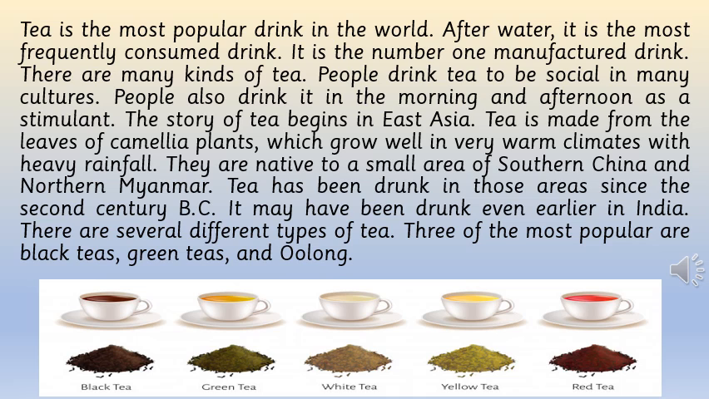Tea is the most popular drink in the world. After water, it is the most frequently consumed drink. It is the number one manufactured drink. There are many kinds of tea. People drink tea to be social in many cultures. People also drink it in the morning and afternoon as a stimulant.